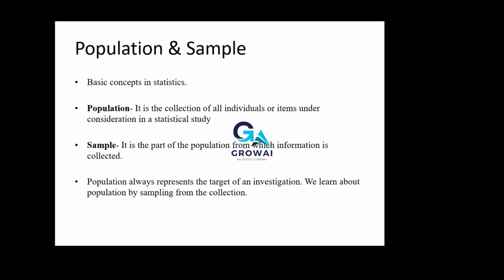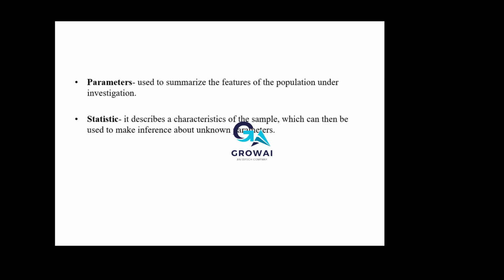So there are certain techniques which we will use to select the right samples. Okay, we'll see it in the further class. Parameters are basically used to summarize the features of the population under investigation, like what is the mean, median, average, all those things. Under statistics, it is the characteristics of the sample. So parameters are with respect to the population, but statistics describe the characteristics of the sample. I will explain it further also.